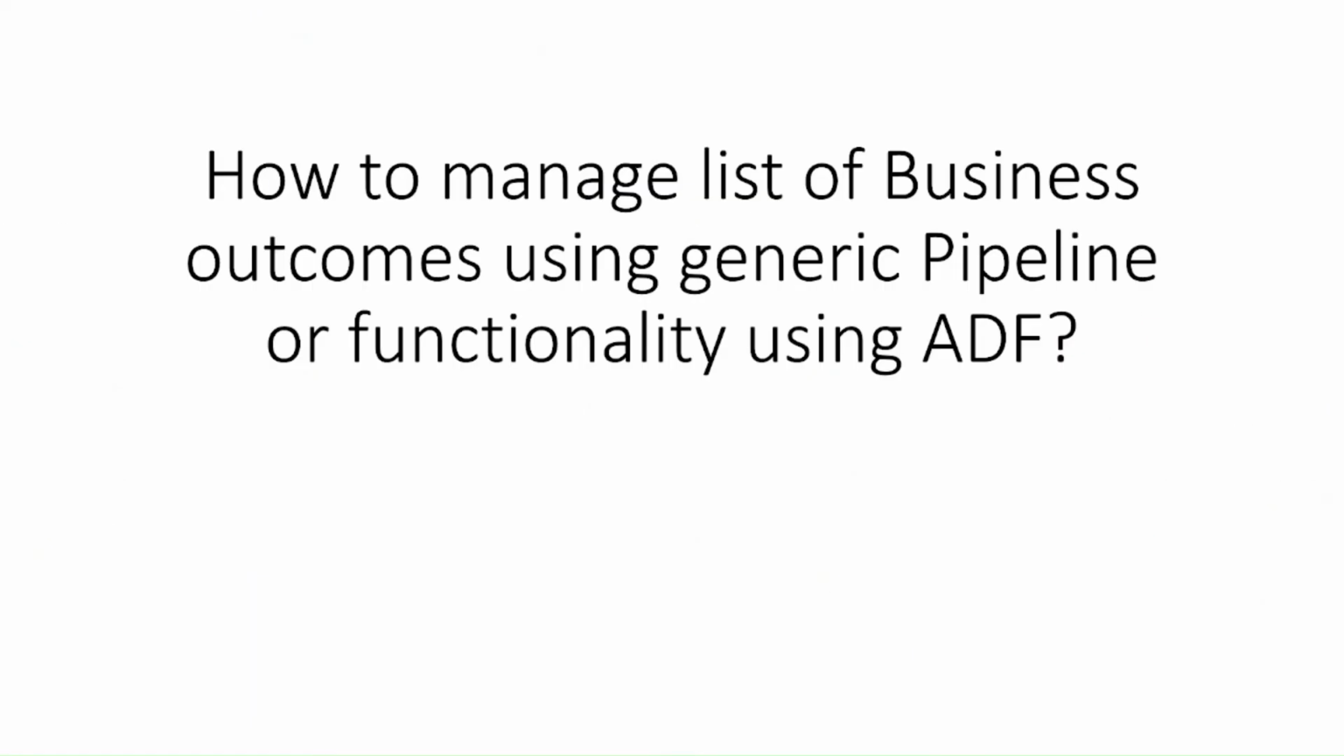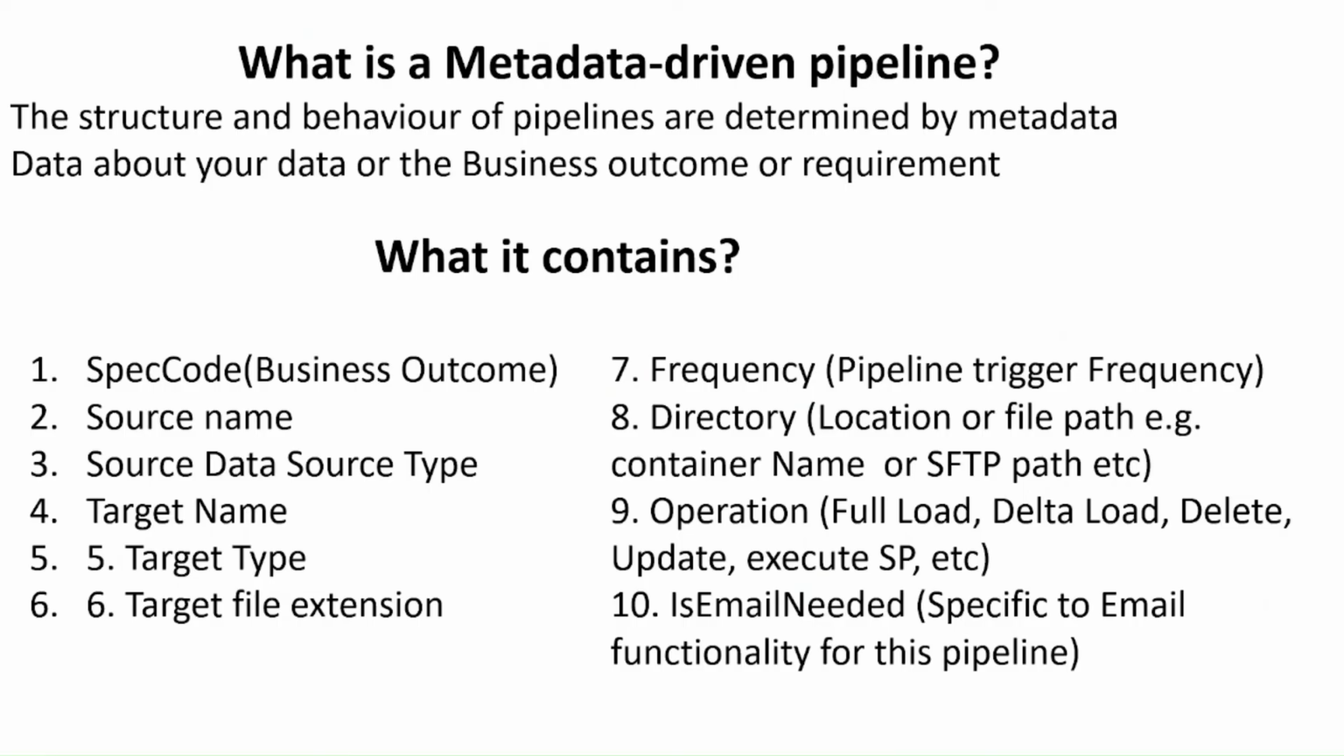So based on this, we can say what a metadata driven pipeline is. It is where the structure or behavior of your pipelines is determined by metadata. And metadata means data about your data, or about a business outcome or requirements. So you structure your business outcome in such a way, like a configuration in a table. It can be a SQL database, or a blob storage table or something else, and it contains the main information regarding your business outcome.